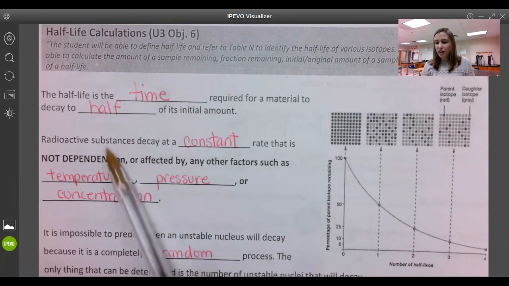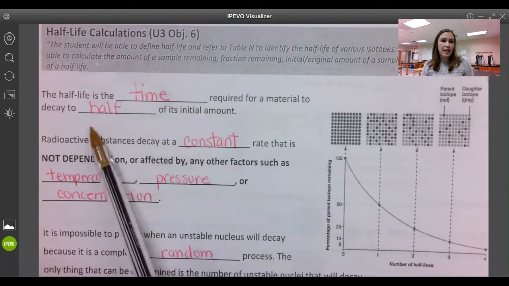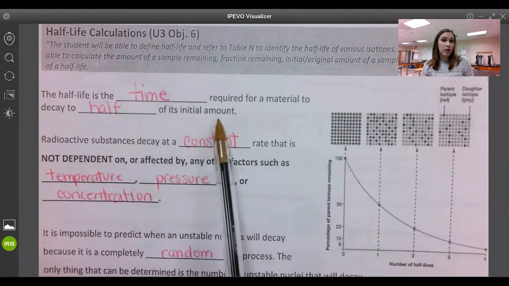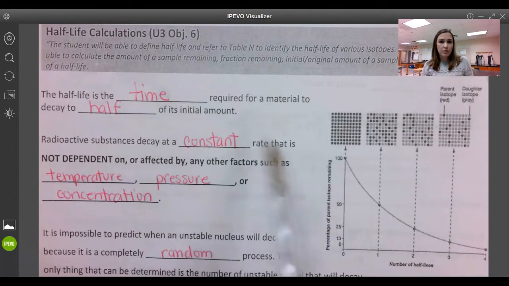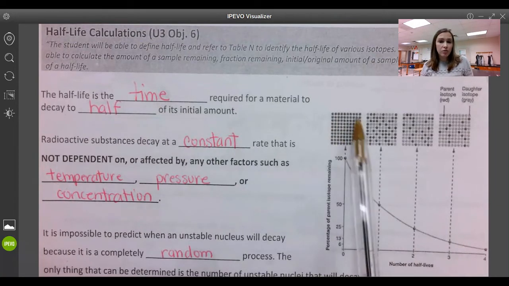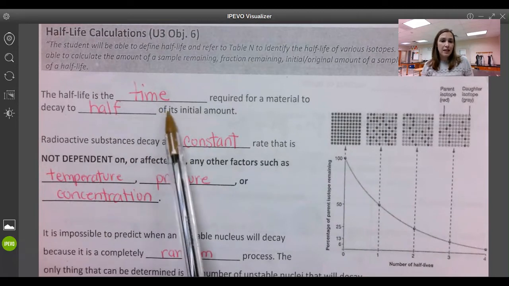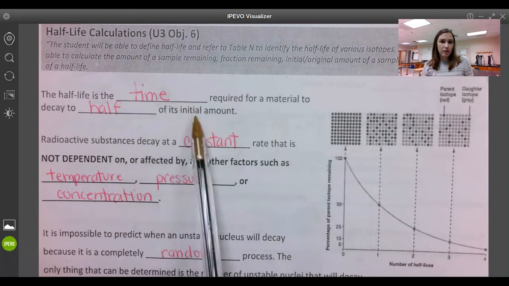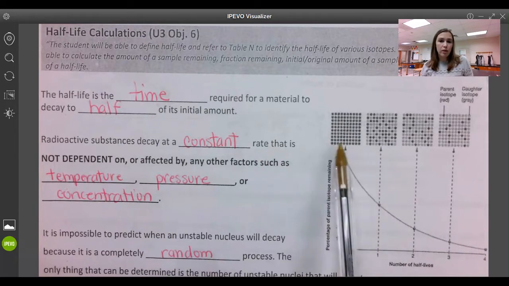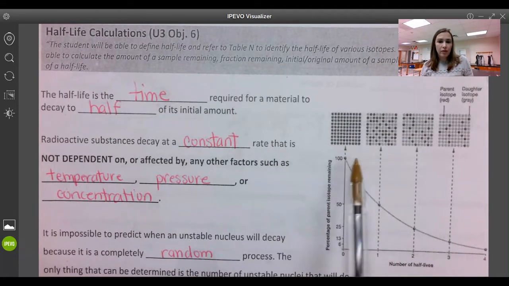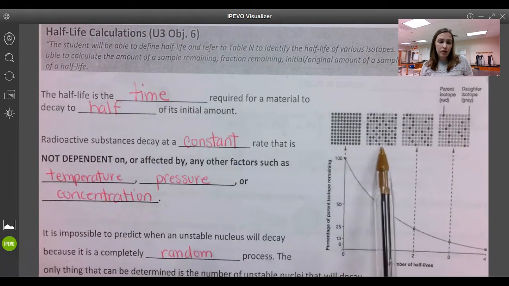So first off, the half-life is the time required for a material to decay to half its original or initial amount. So we have a radioactive sample. 100% of it is radioactive in that unstable nucleus. And then the half-life time is the time it's going to take for half of it to decay to a more stable form. So this would represent one half-life where we start off with 100% of it being the radioactive isotope. After one half-life period of time, half of it has now decayed to something else or something more stable, and that half of it still remains.